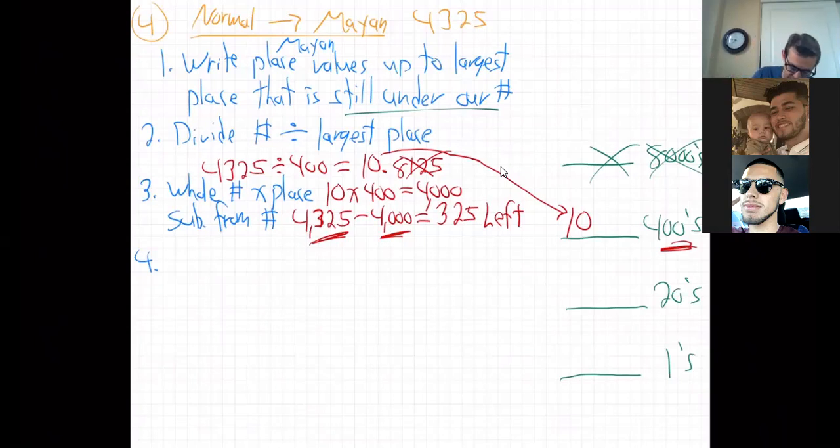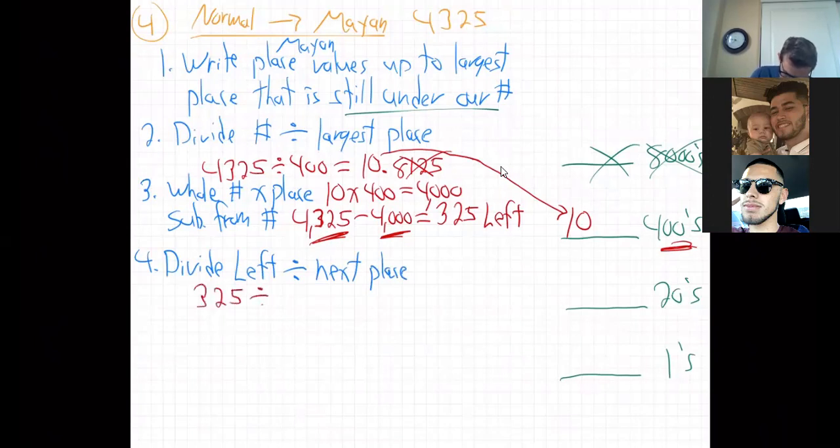So let's keep going. And then we divide what is left by the next place. So the next place value. So I'm going to divide 325, which is left, by the next place value, which is the 20s place. Let's see what I get here. I'm getting 16.25. Again, throw away the decimal.